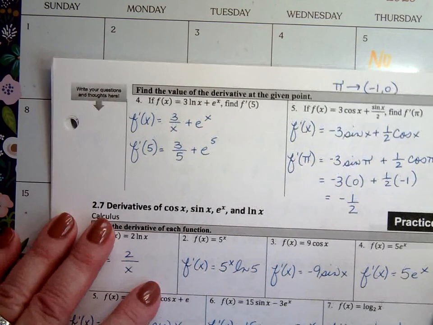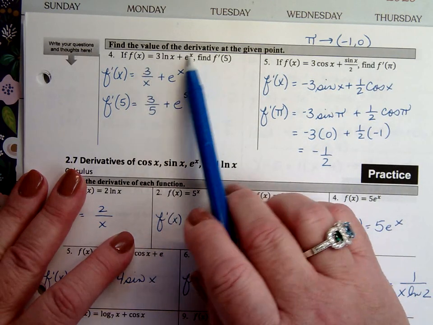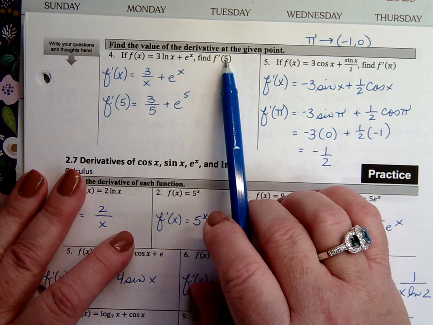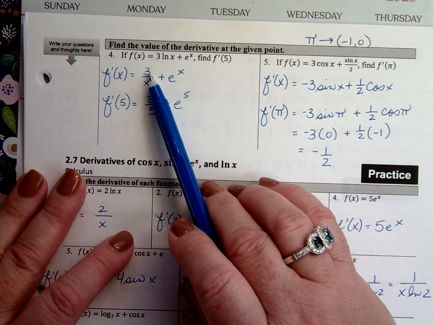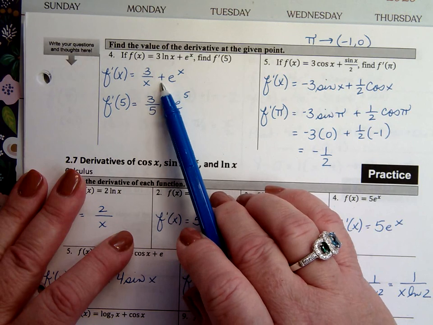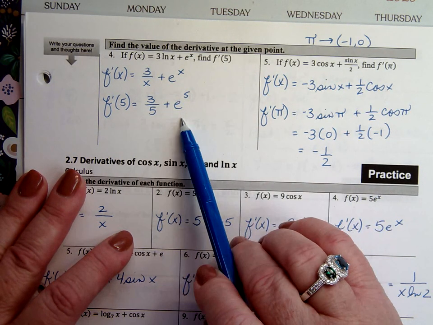Two more from his. Find the value of the derivative at the given point. The given point is 5. So find the derivative first. 3 ln of x is 3 times 1 over x plus e to the x, and then plug a 5 in for the x's. There you go. Done.